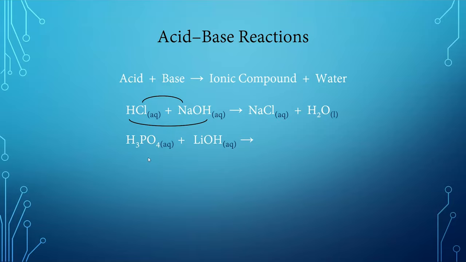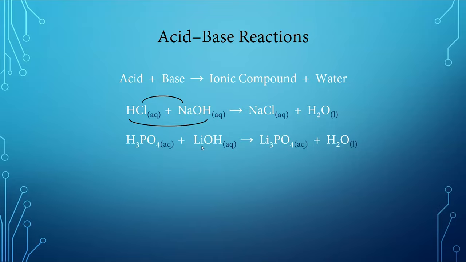We need to look at the charges. For example, lithium is a plus 1, phosphate is a negative 3, so clearly it would take 3 lithiums to balance the phosphate. And the other product is always going to be water. So our products will be Li3PO4 and water. Now, of course, we also need to balance the equation. We didn't have three lithiums over here to start with, and that's okay, because we can fix that now.